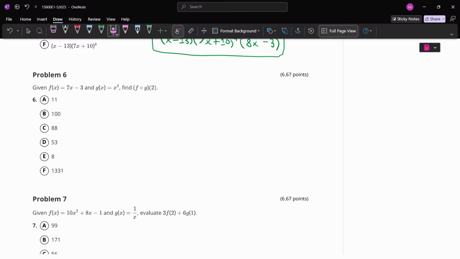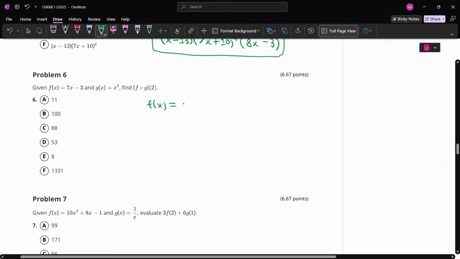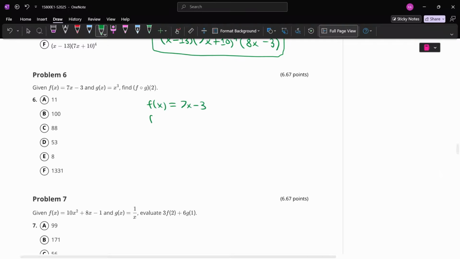So just a bunch of extra steps. Let's build our way up to this thing over here, starting with the case of just f of x. So f of x is equal to 7x minus 3. Let's say the question wanted us to find f of 2, then we'd say that f of 2 would be equal to 7 times 2 minus 3, right?